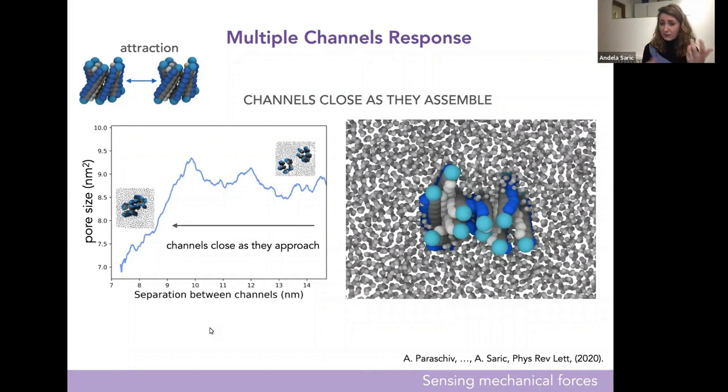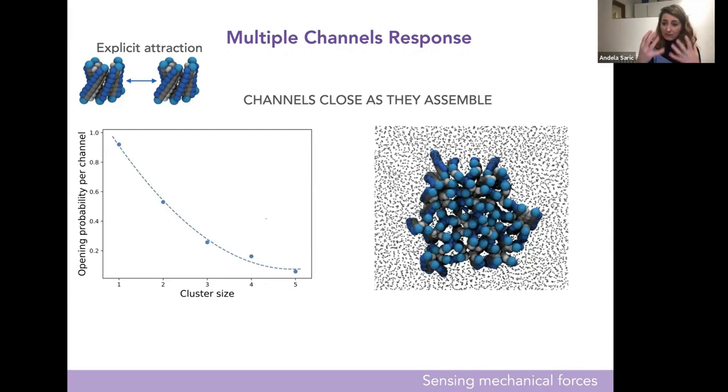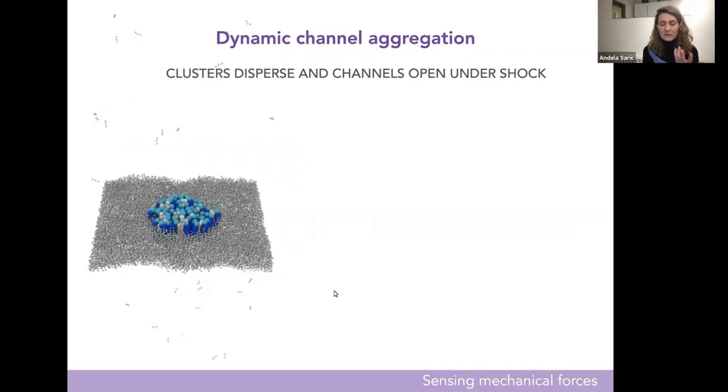And then we studied the gating of the channels as a function of the cluster size, and we saw that the bigger the cluster, the less open a channel is on average. So this is opening probability per channel versus the cluster size, and it saturates around 6. So this was interesting, but we were still kind of curious what this clustering could really do. How does it regulate the conductance of the channels?